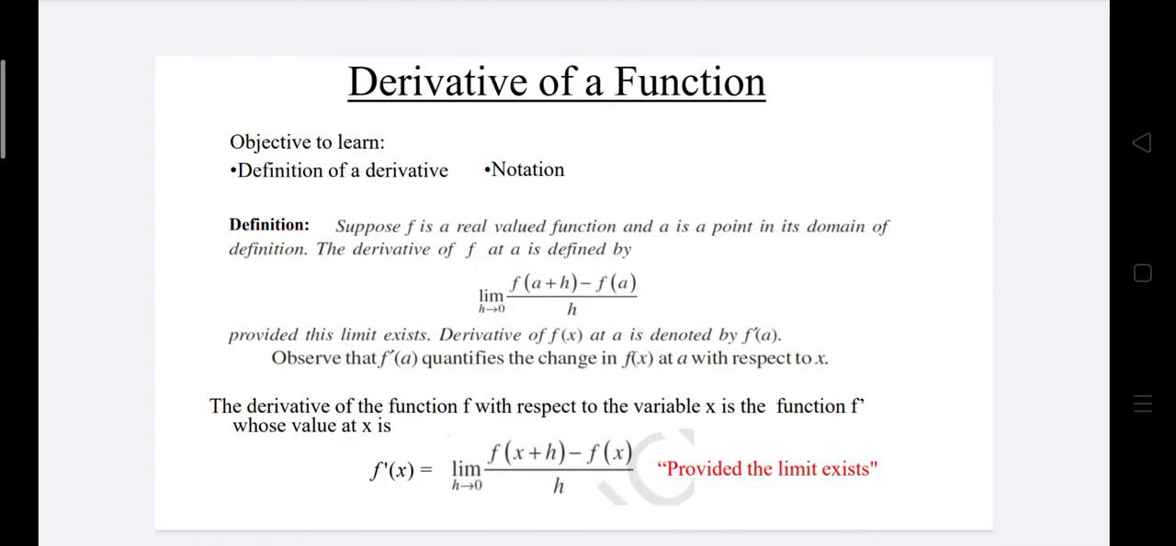So these are two differences of image with respect to its domain. The change in domain is a plus h minus a, that will be h. Understood? So how will we calculate the change? Change is nothing but output to input. Here output is image and input is domain. So that change will decide the derivative of a function. If the function is continuous, then we can define its derivative at a certain point, any point. Here a is the point, you can take any point on that function.